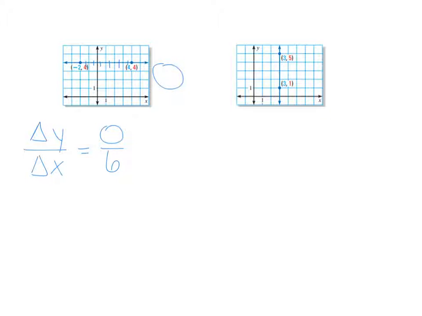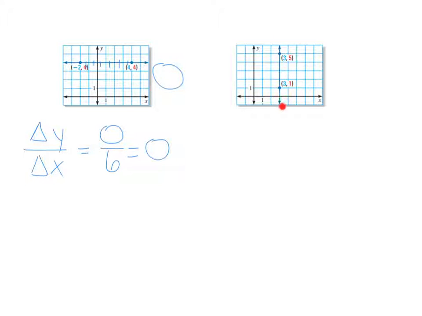What is 0 divided by anything? If I have $0 and I share with 6 of my friends, we each get how much money? We each get 0. So 0 divided by 6 is 0. There is no rise, there is run, so 0 divided by anything is 0.